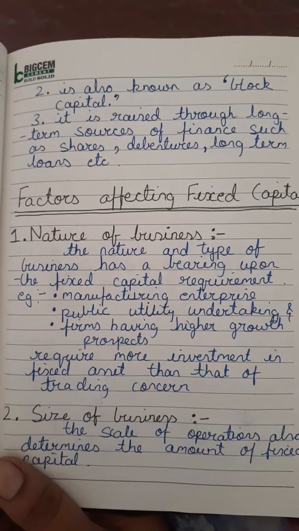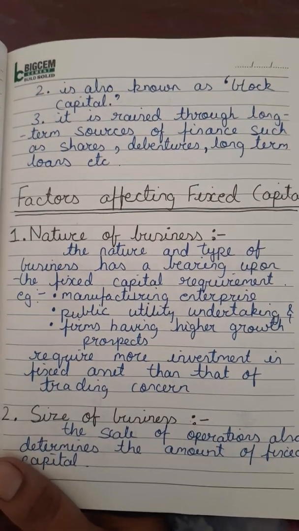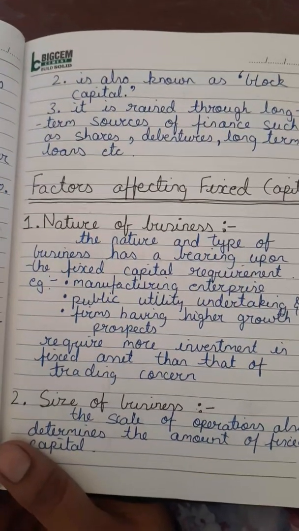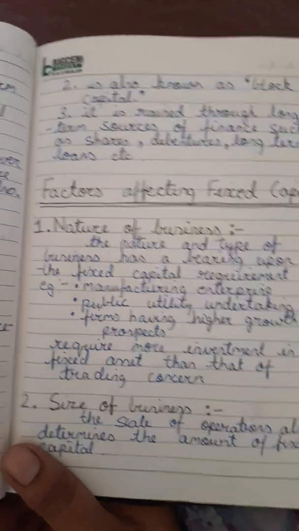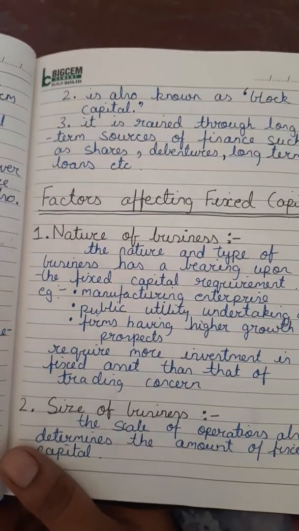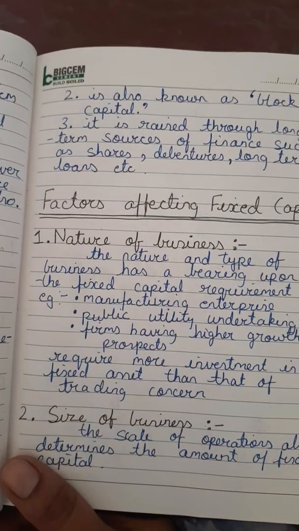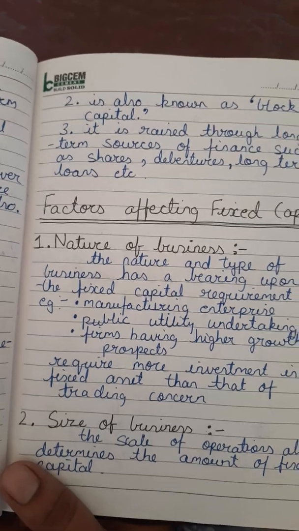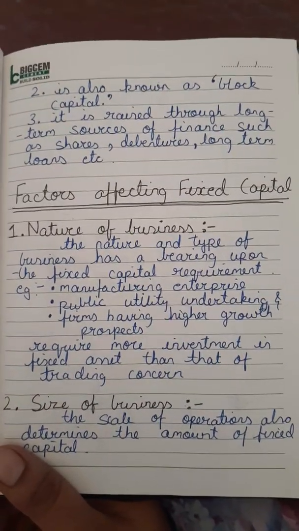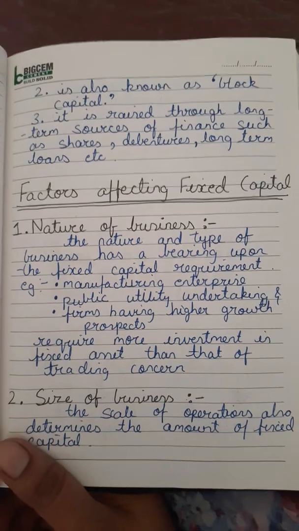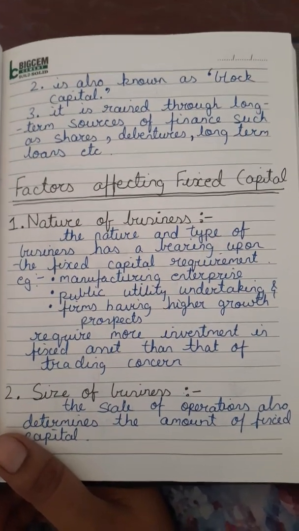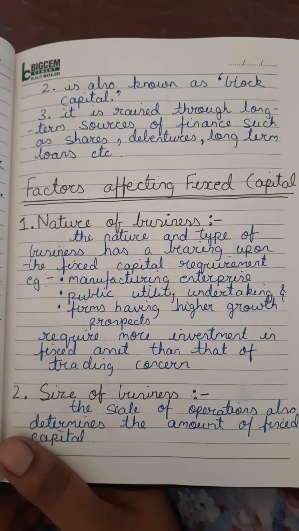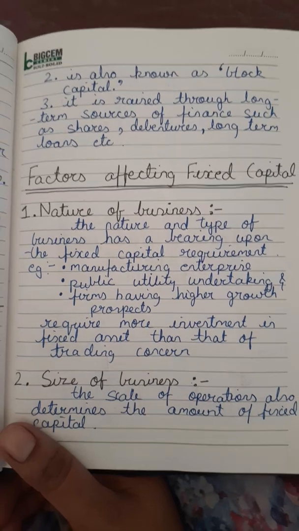Fixed capital is also known as block capital. But why is fixed capital known as block capital? Because investment in fixed asset is a long-term commitment and the amount so invested cannot be withdrawn easily. It is blocked up for the lifetime of a business and hence fixed capital is also known as block capital. Fixed capital can be raised through long-term sources of finance, which are shares, debentures, long-term loans and retained earnings.